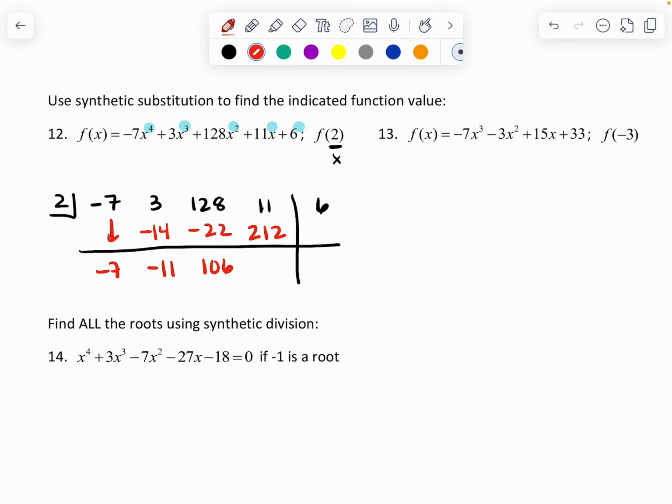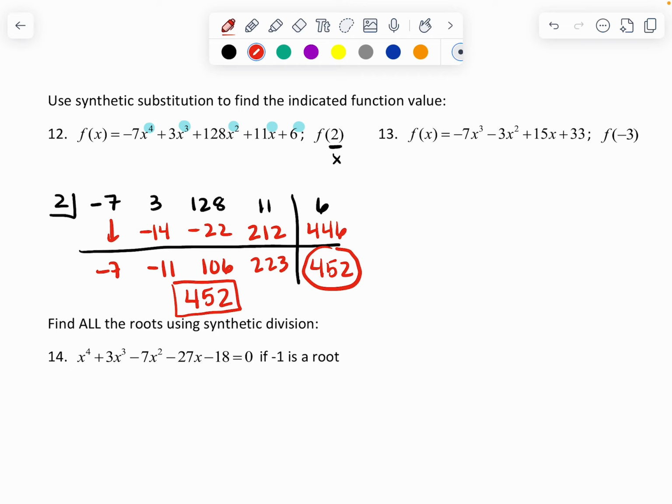212 plus 11 is 223. 223 times 2 is 446. 446 plus 6 is 452. So you guys, the answer is going to be whatever my remainder is, which is 452.